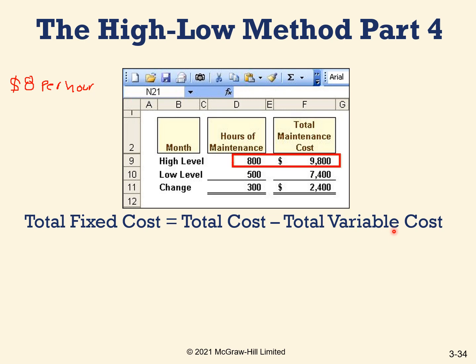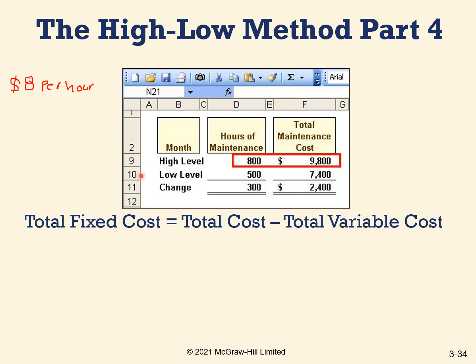So we rearrange it now because we're looking for our total fixed cost. In order to get total fixed cost, we're going to use our total cost minus our total variable cost. Because we know our cost per unit, we figured that out in the last slide, we're going to use the information from one of our data points as the other parts of the formula. So we're just going to solve for this total fixed cost.